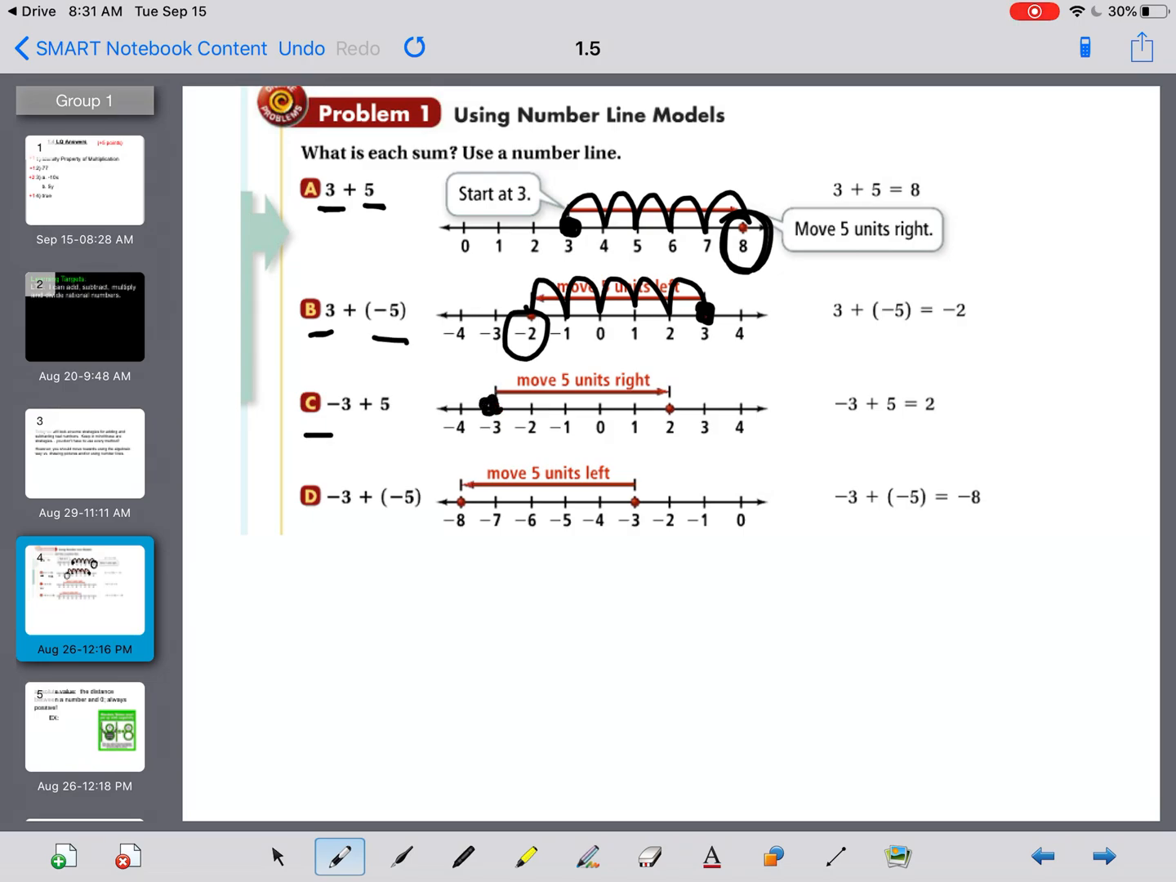Okay, this example C, we're starting at negative 3, and we're adding a positive 5. Positive means I move to the right. 1, 2, 3, 4, 5, telling me negative 3 plus 5 is actually positive 2.